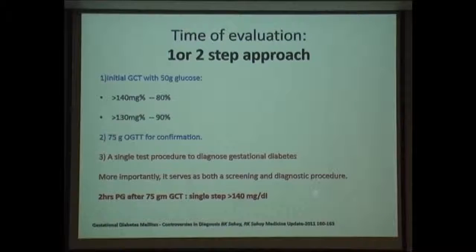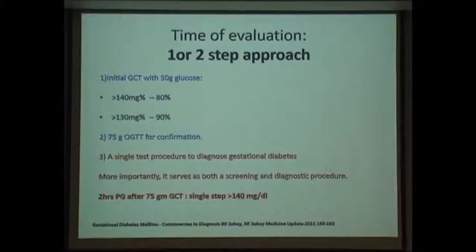So this is what DIPSI is currently recommending, but there are still many gynecologists and many pathologists who are following the 50 gram GCT and 100 gram GCT. So if you are following any of those, you need to understand the guidelines. For the initial GCT with 50 gram glucose, the advantage is it can be done in the OPD scenario. And there, if you have a blood glucose more than 140, you're picking up about 80% of GDMs. If you have more than 130, you're picking up about 90%.